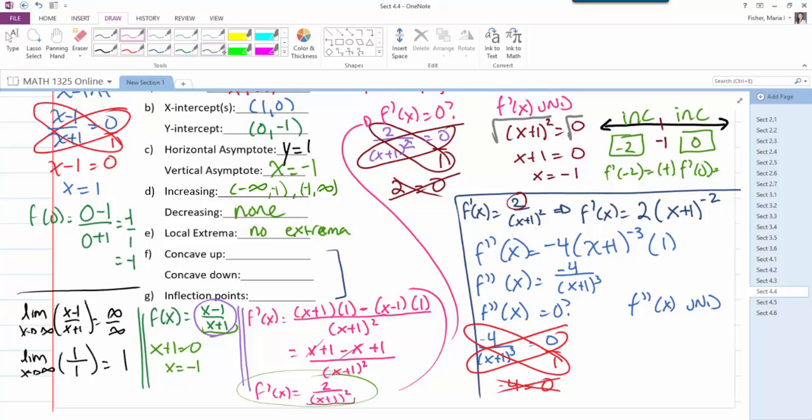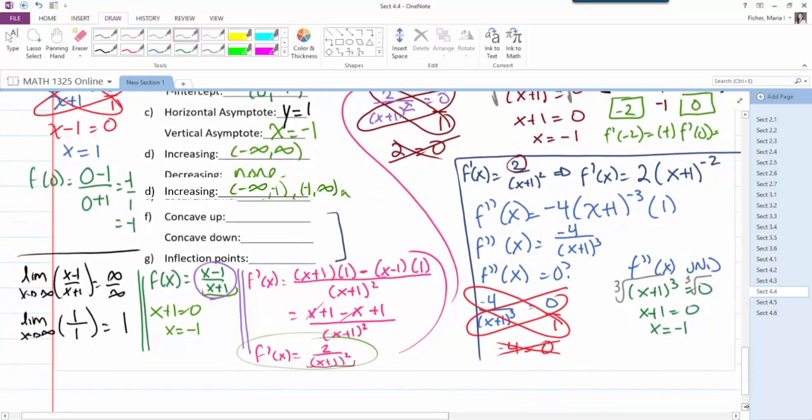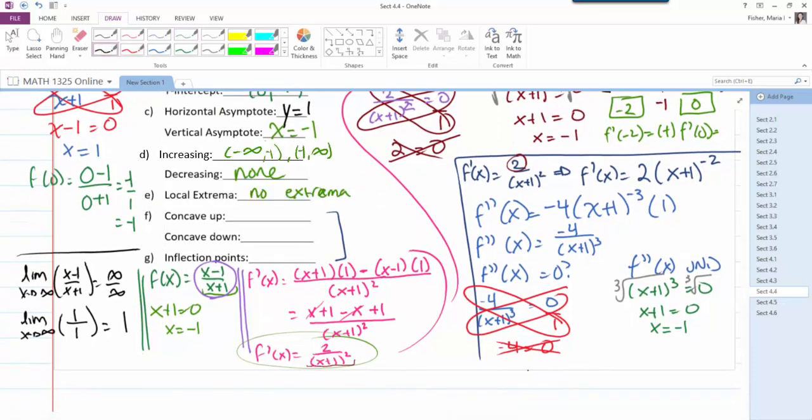Where is it undefined? Well, it's a rational function, so I just need to set that denominator, x plus 1 cubed, equal to 0, and solve for x. First, I take the cube root of both sides to undo the cube, and I end up with x plus 1 is equal to 0. Solving for x, I get x is equal to negative 1. So then I grab my number line, and the only number that I put on my number line is negative 1.